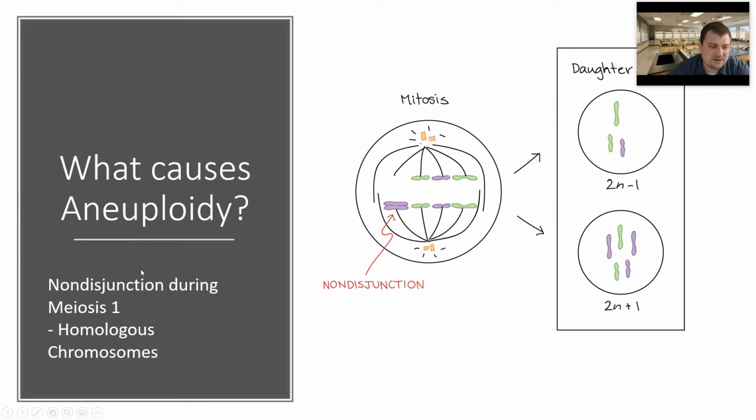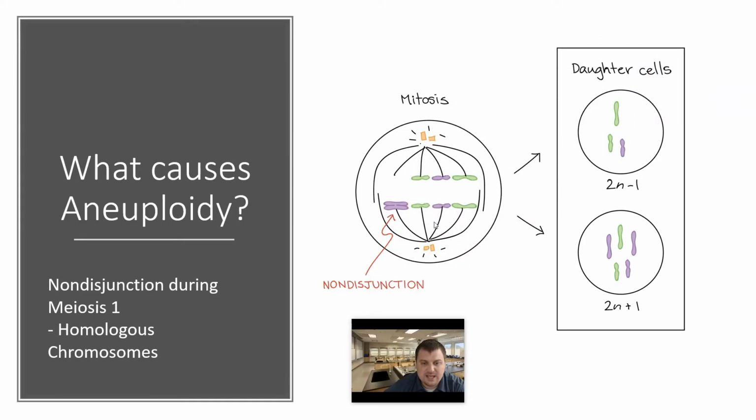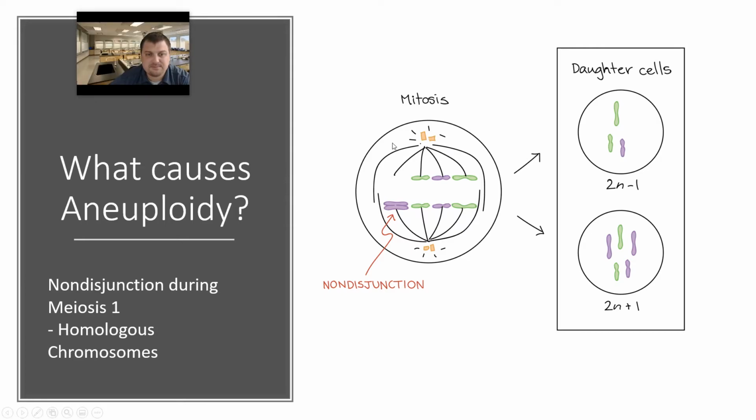So what causes aneuploidy? Well, mostly it's non-disjunction during meiosis 1. It actually can happen during meiosis 2 as well. Here's an example of non-disjunction that's happening. This is showing it in mitosis, but the same theory applies in meiosis as well.